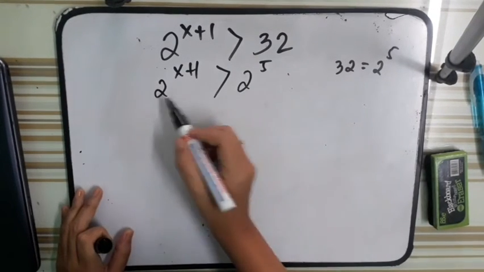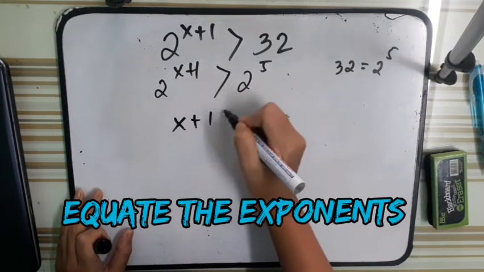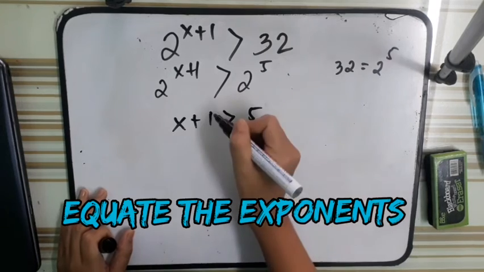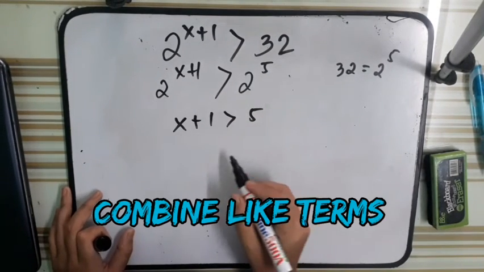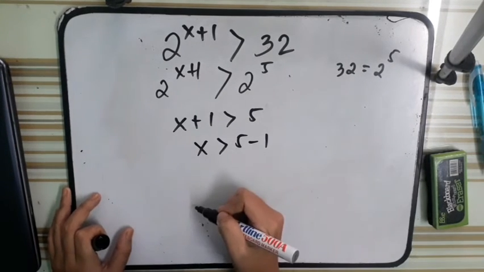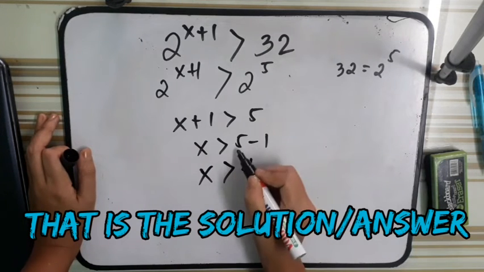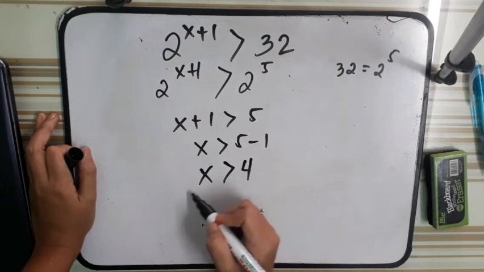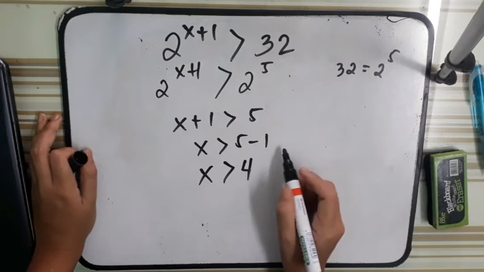Now, when the bases are the same, then let's do this. x plus 1 is greater than 5. Now, after that, we move the constant to the other side of the inequality. So, we have x is greater than 5 minus 1, which is x is greater than 4. 5 minus 1 is equal to 4. So, for this one, our solution consists of numbers that are greater than 4.